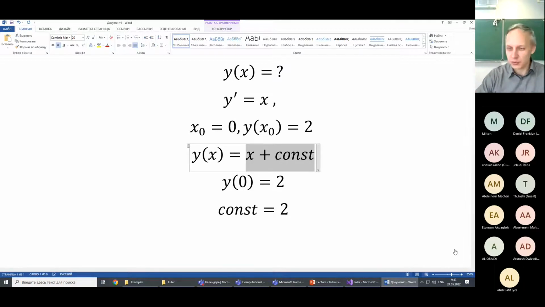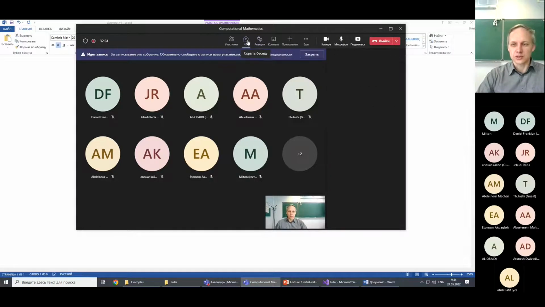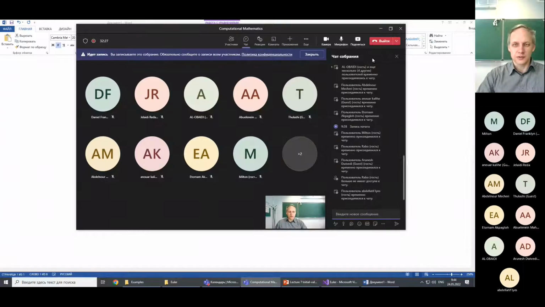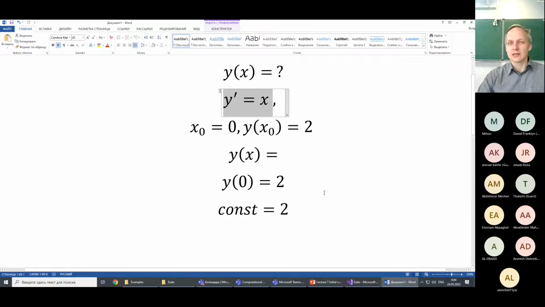This question is for all the students. The students who connect to our lesson online, you can also suggest your solutions. You can write your solutions in chat because this solution is very simple, or you can tell me your solution using your microphone. If y prime equals x, what is y?